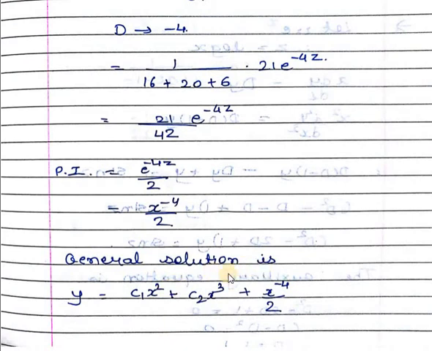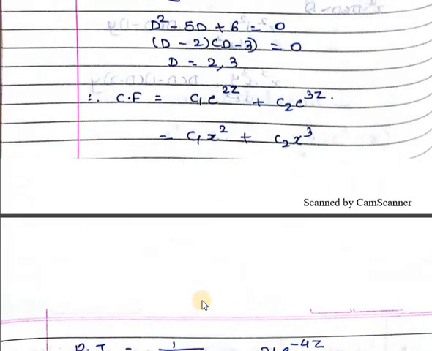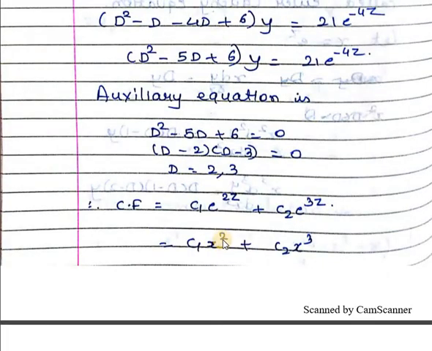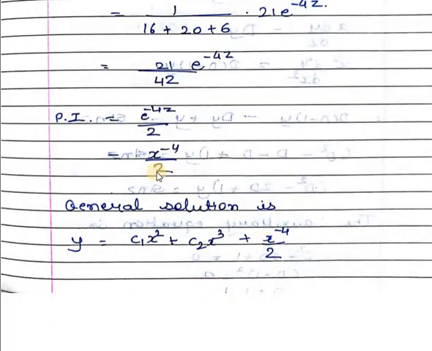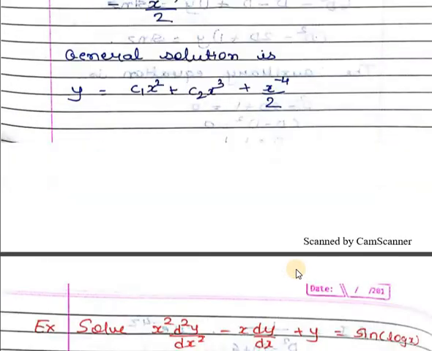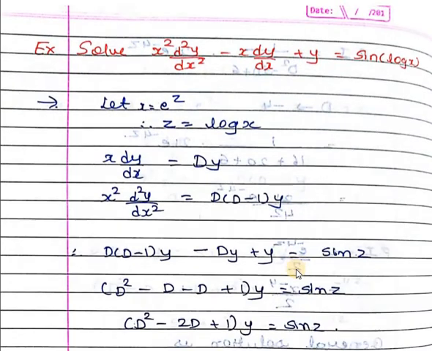Hence the general solution is given by y is equal to yc plus yp. So what is yc? It is c1 x square plus c2 x cube, plus yp. What is yp? It is x raised to minus 4 divided by 2. So this is our final answer. Now let us discuss second example.